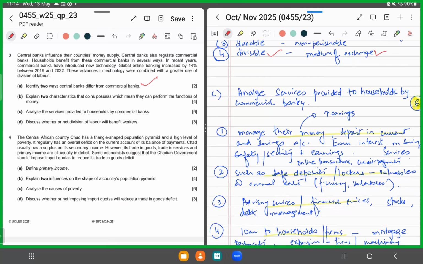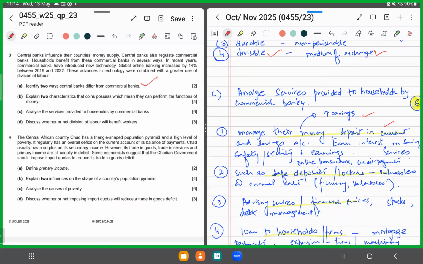So, firstly, you're going to say that commercial banks enable households to save their incomes. They provide them with options to deposit their money in current and savings accounts. For the day-to-day transactions, they can put their money in a current account. And if they want to save their money and earn interest on it, they can deposit it in a savings account and earn interest on it.